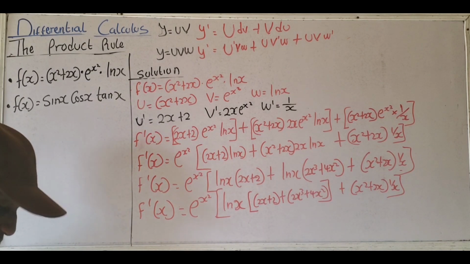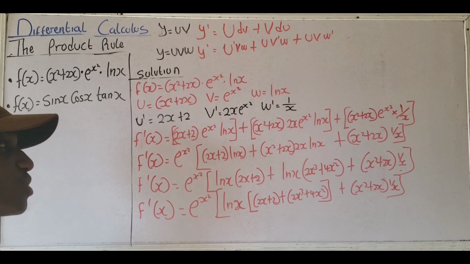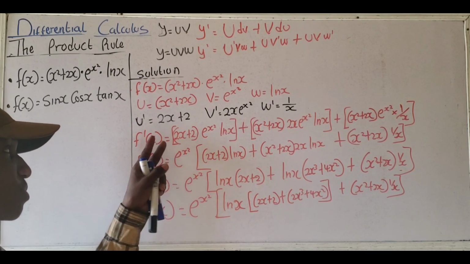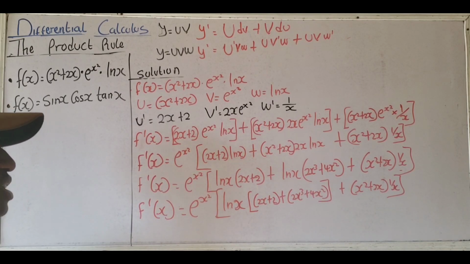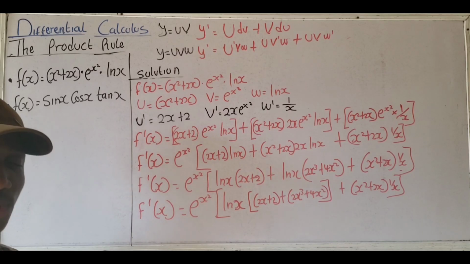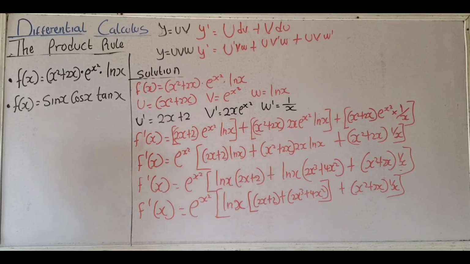You understand? You see, when it comes to differential calculus, you must know how to simplify your answer. Okay, so some people can just stop here. You understand? Actually, they got the answer as well, but you must know how to simplify your answer to the best version. Okay, so the derivative of f of x is equals to x squared plus 2x multiplied by x squared multiplied by ln x is that. Okay, so let's proceed to the second question.